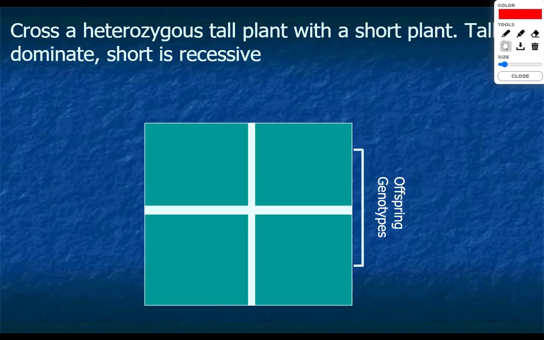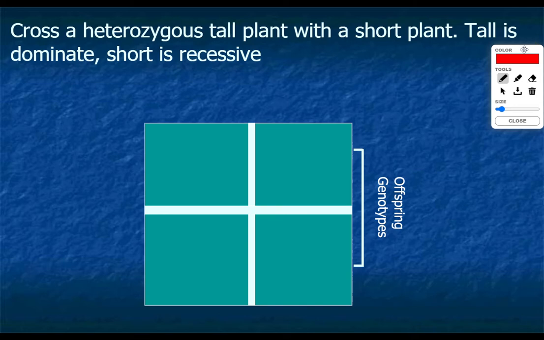All right, let's try this with a Punnett square. A Punnett square is used to predict what the offspring will look like if we cross two parents. Our first parent here is a heterozygous tall. We remember the word heterozygous means different, so it has two different alleles. We're going to cross that with a short plant, and short is recessive. So the only way a plant can be short is if it has two recessive alleles.